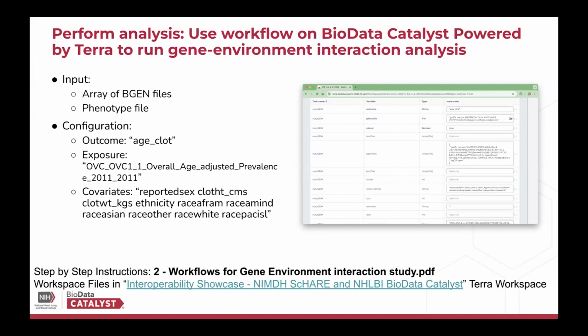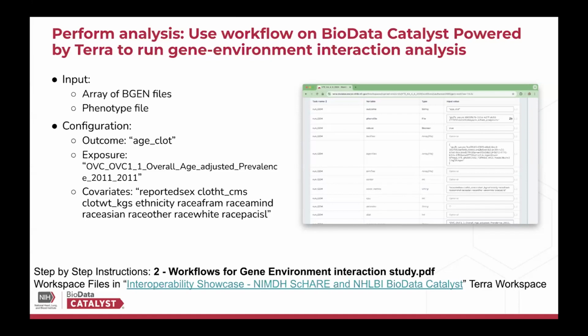The configuration should be outcome age clot. Exposure is OVC1, overall age-adjusted prevalence from 2011 to 2011. Covariates are reported sex, clot height CMS, which is the height at time of blood clot in centimeters, clot weight KGS, which is the weight at time of blood clot in kilograms.